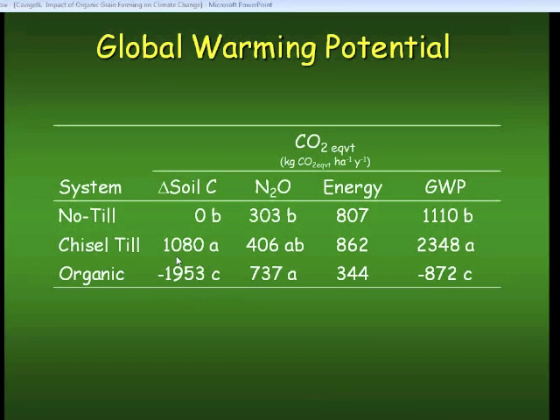Soil carbon now has a negative value because we are accumulating carbon, so for global warming potential purposes, an increase in soil carbon means a negative value. I hope that's clear.